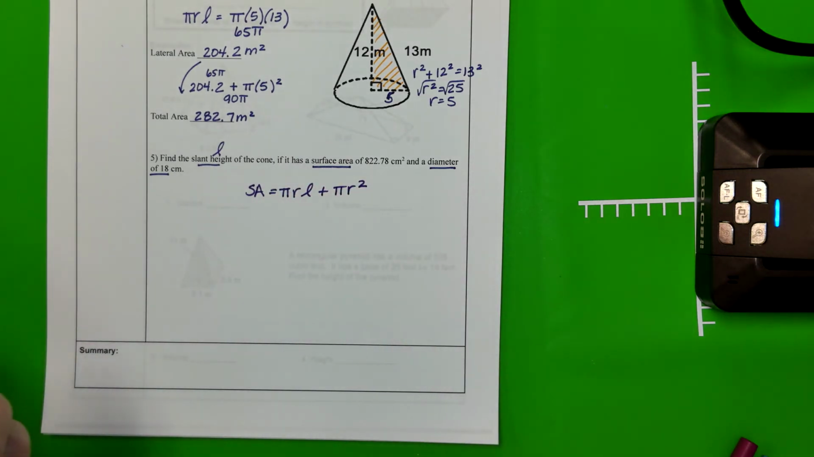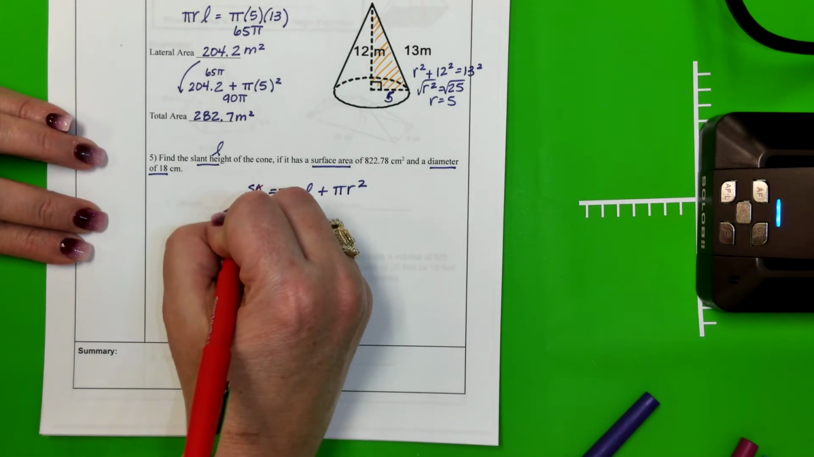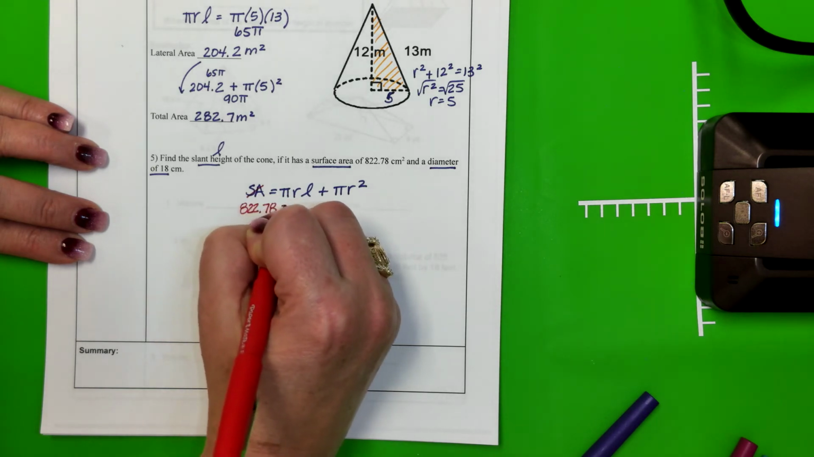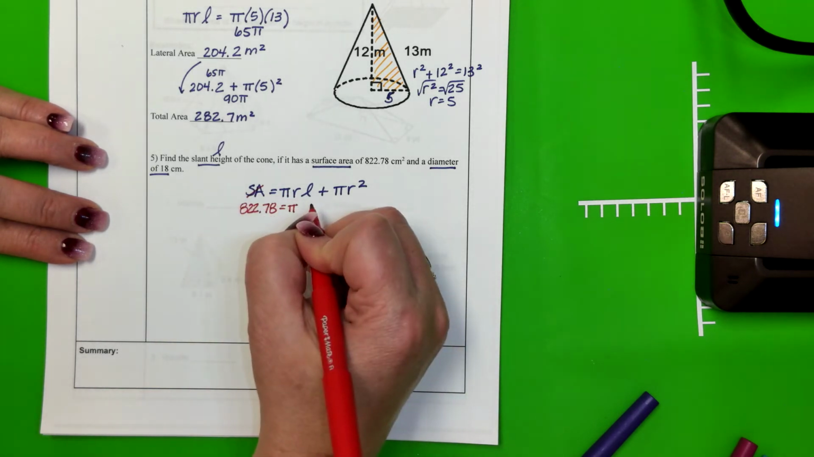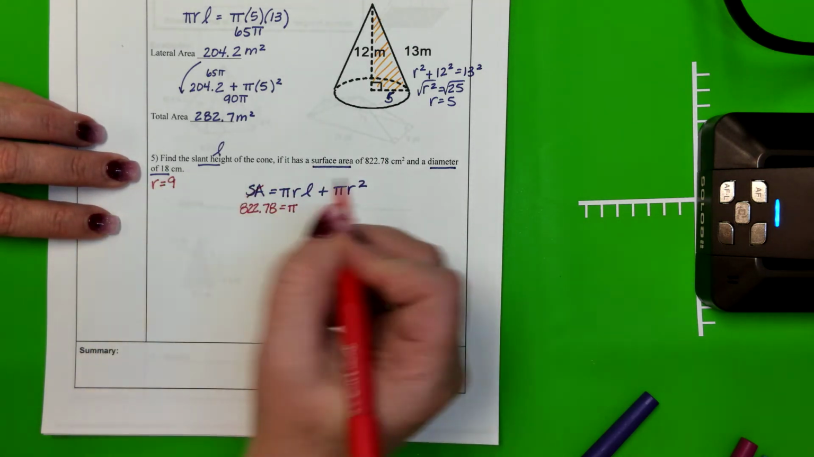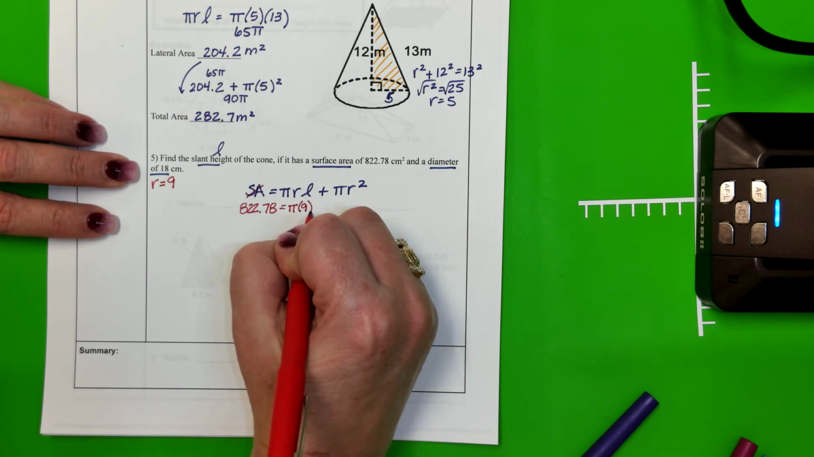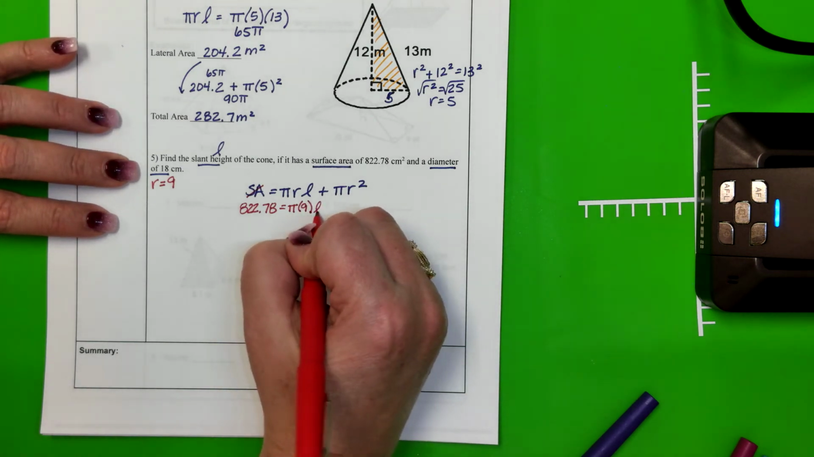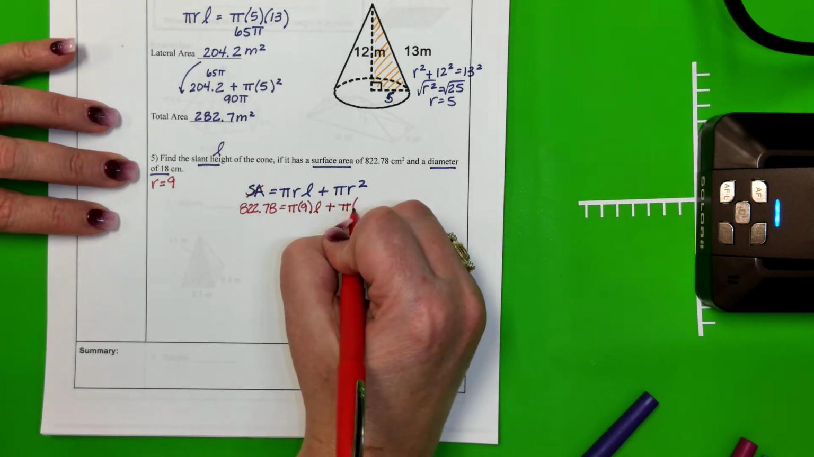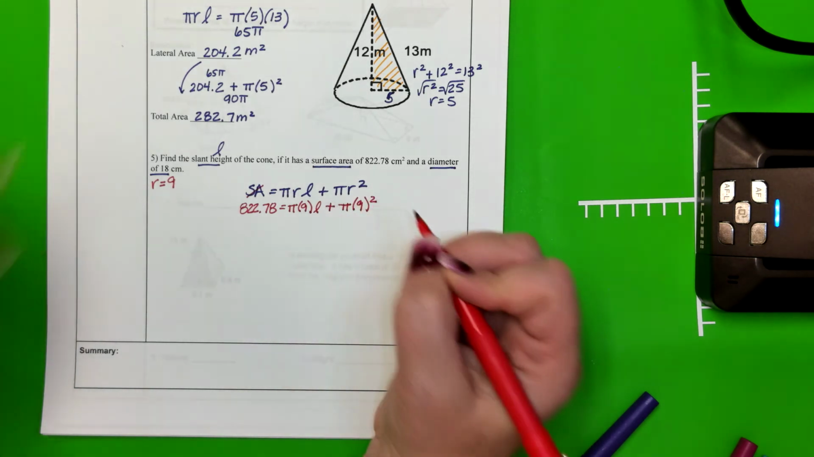Now I know it seems like it's a lot of work, but it really is helpful if you'll write everything down and then plug the numbers in that you have, okay? So I know my surface area was 822.78 equals pi r. Okay, r comes from the diameter. The diameter was 18, which means the radius is 9. So times 9, I'm looking for the slant height, so I keep my L, plus pi, and then r, we found that was 9 squared.